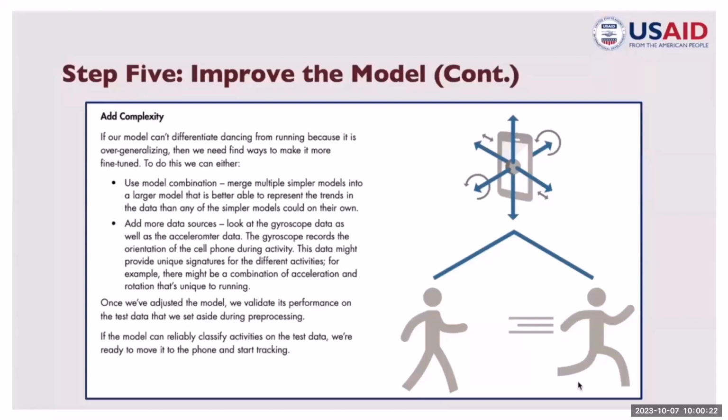Once we've adjusted the model, we validate its performance on the test data that we set aside during the pre-processing, or what we also refer to as our testing or validation data set. If the model can reliably classify activities on the test data, we're ready to move it to the phone and start tracking.